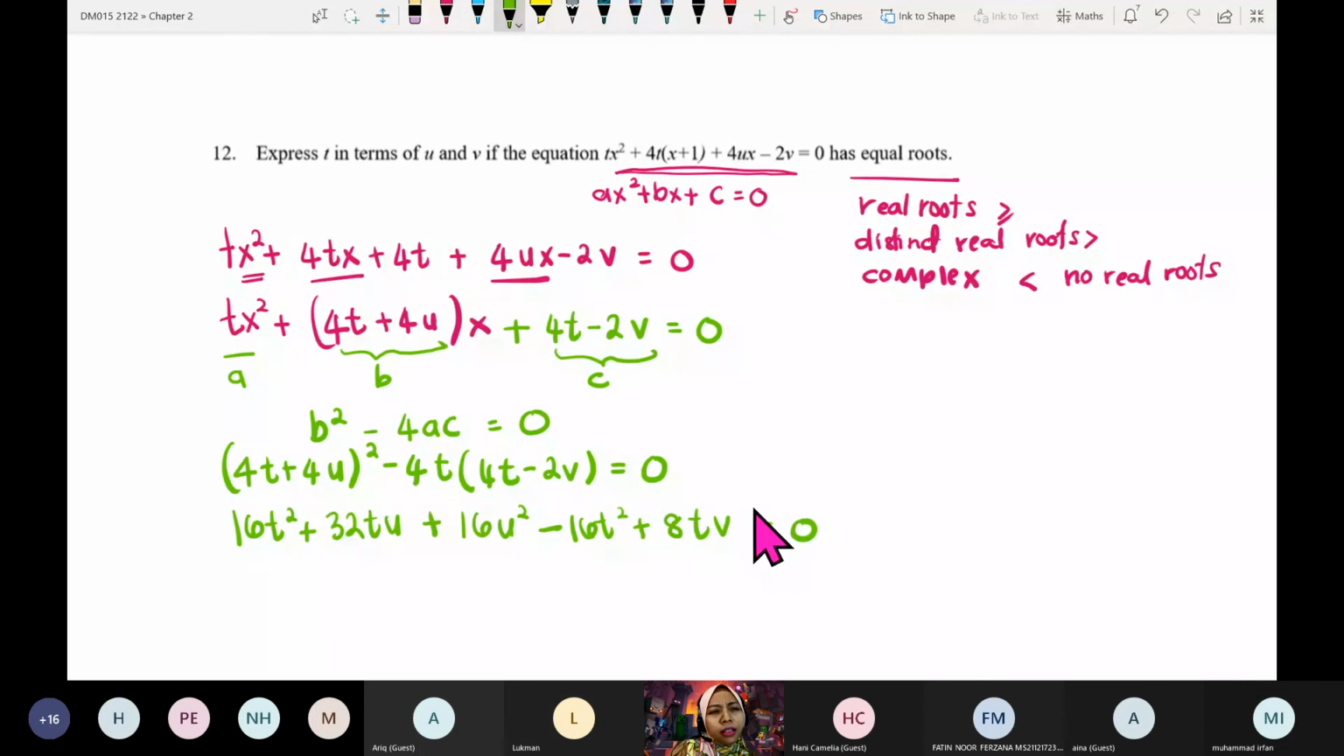Okay, dia nak express T in terms of U and V. So T as a subject lah ni. Selama ni kita buat jawapan express X in terms of U and V, contoh 3U plus V, itu maksud dia. Tapi sekarang dia nak express T. So you mesti bagi jawapan T equals to contoh 3U minus V for example. Dia nak bentuk begini. So selesaikan dulu. Ini dengan ini cancel, betul? Betul.